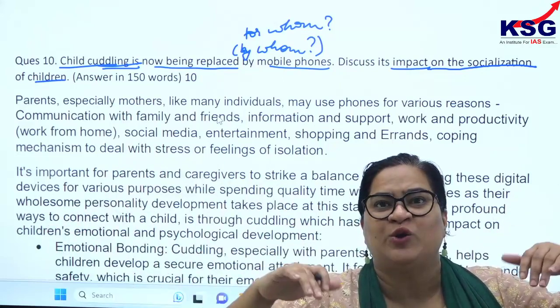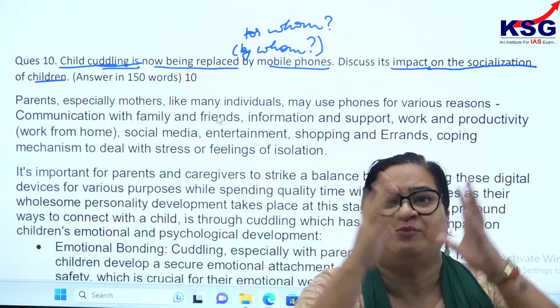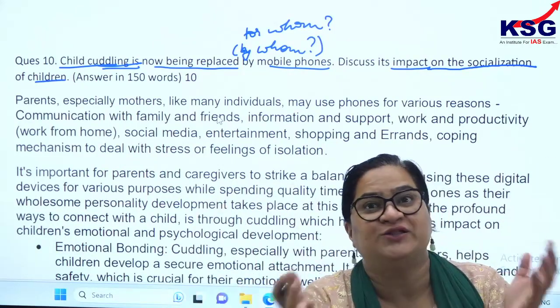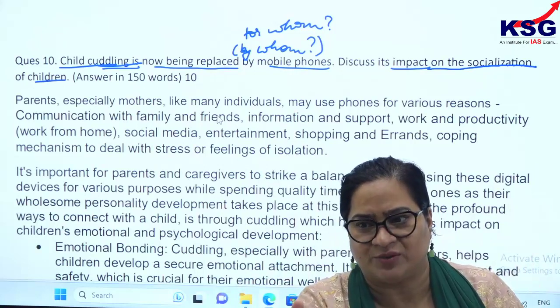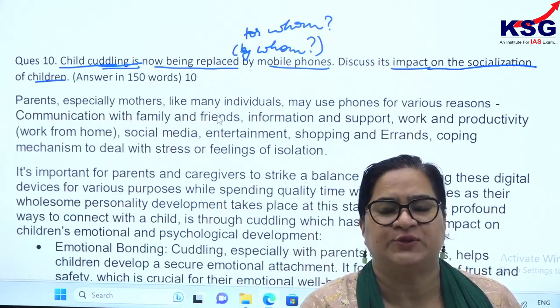The child did not belong to the isolated or the nuclear family only. The child belonged to the entire neighborhood, not only the joint family. So think about it. Coping mechanisms to deal with stress or feeling of isolation.